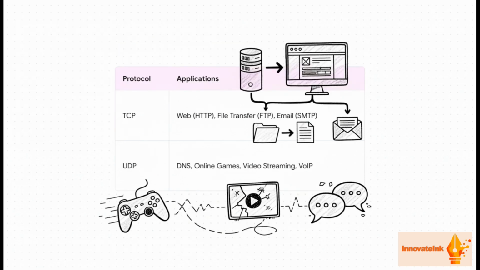And this slide shows you exactly when you'd use each one. For things where every single bit is critical, like loading a web page, downloading a file, or sending an email, you absolutely need the reliability of TCP. But for things where speed is king, like in a fast-paced online game, a video stream, or a voice call, you go with UDP. I mean, think about it. A slightly pixelated video frame for a millisecond is way better than the entire stream grinding to a halt, right? And just like that, we've answered our first question.